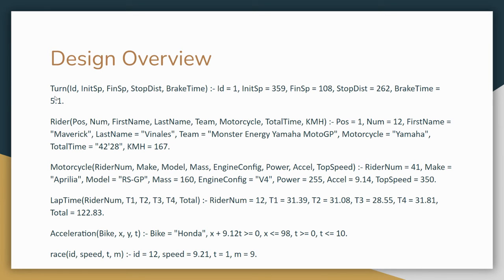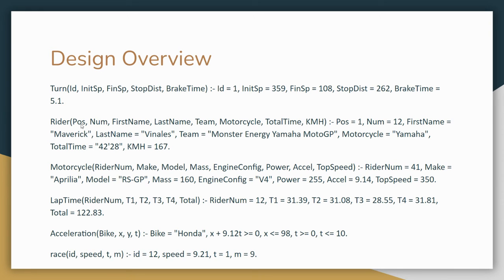So here's an example of our tables. So in MLPQ, here's our turntable. It includes ID, initial speed in kilometers per hour, final speed, which is the speed you need to take the curve at in kilometers per hour, the stop distance in meters, and the brake time in seconds. So here's an example of how the first corner would need to be taken. You would need about 260 meters to stop or to brake, and that would take about 5.1 seconds to brake from 359 kilometers per hour to 108.